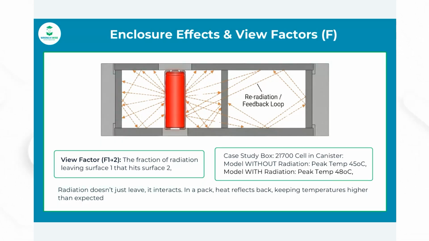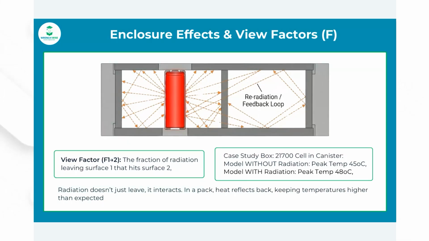To really understand why this matters for simulation accuracy, let's look at a battery canister. We modeled a 21700 cell in the canister using 3 different physics models. Model number 1, no radiation, predicted 45 degrees Celsius. Model number 2, simple radiation, gave us 52 degrees Celsius. And ultimately the full coupled model gave us 48 degrees Celsius.